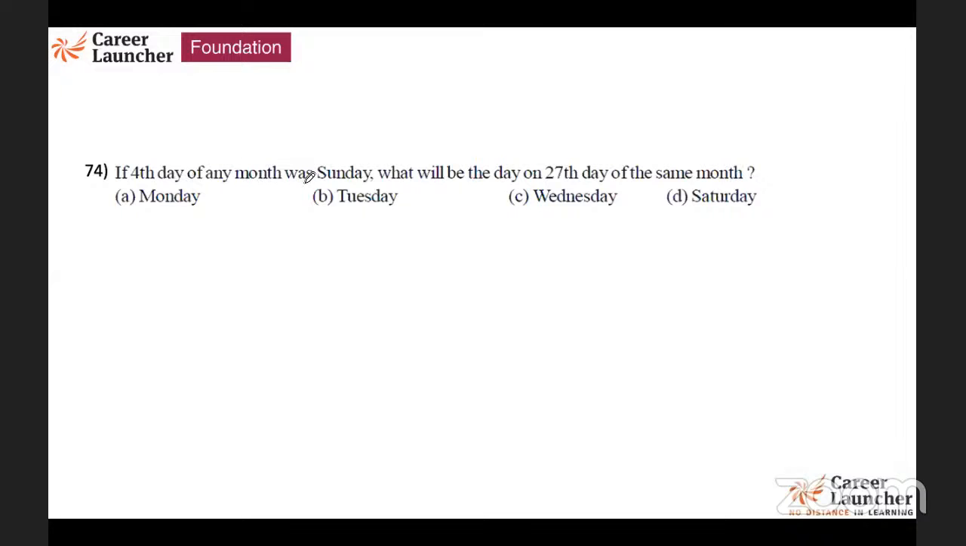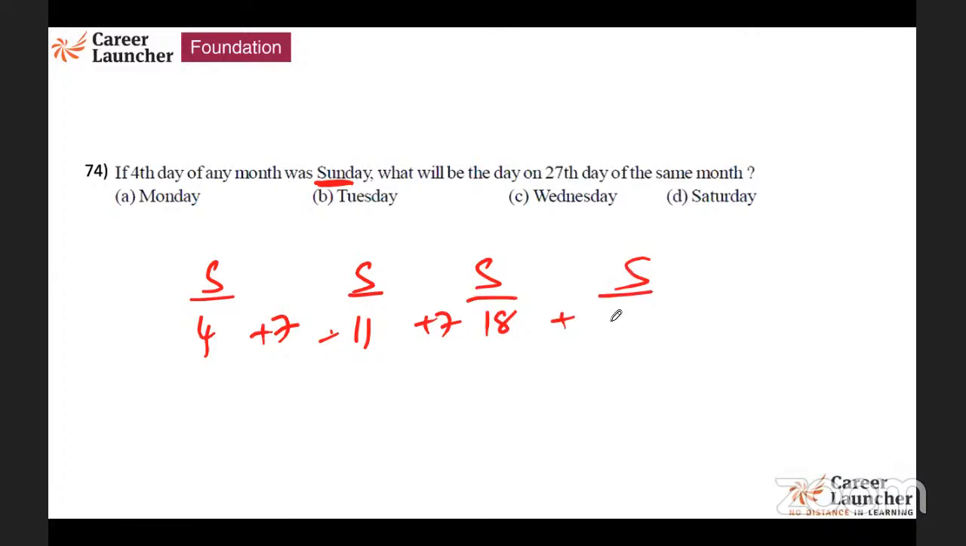If the 4th day of the month was Sunday, the next Sunday will be +7, which will be 11th. The next Sunday will be +7, which is 18th. The next Sunday will be +7, which is 25th. But we want the 27th. It will be Monday and Tuesday. Answer will be Tuesday.